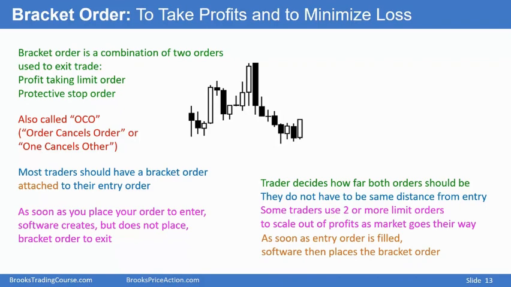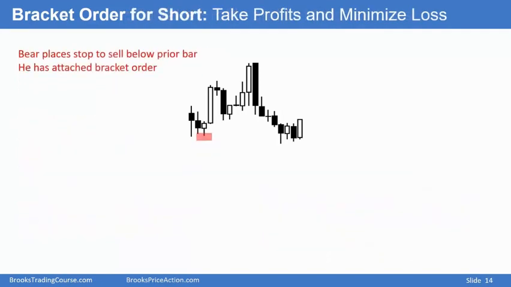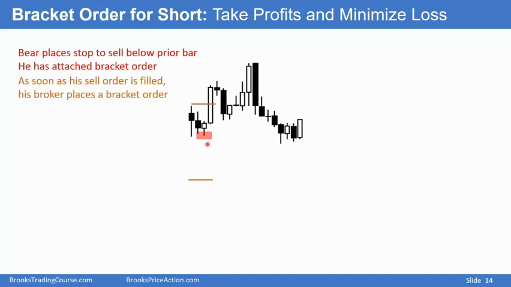Again, as soon as your entry order is filled, if you set up your software correctly so that you attach a bracket order to every entry order, your software then places the bracket order. If a bear sells on a stop below this bar, he should have an attached bracket order. And as soon as his order is filled, he gets filled as this bar goes below that low. He now has both a protective stop and a profit-taking limit order. For example, he might place a protective stop above the high of this bar. You can see this gold line is his stop just above the high of that bar.